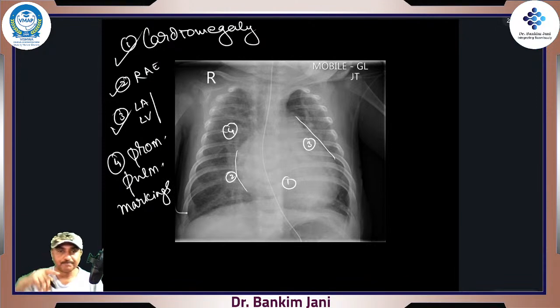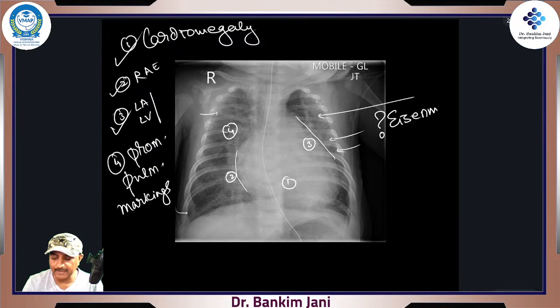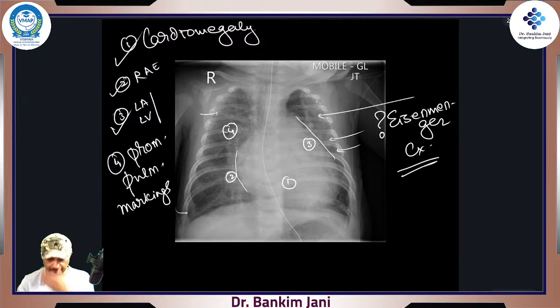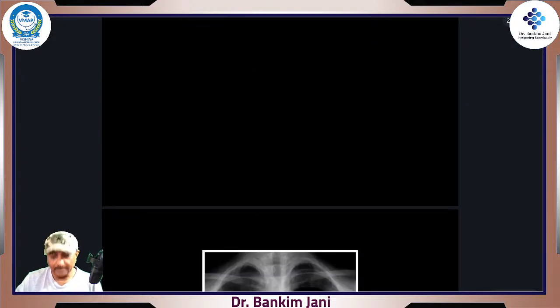What about those markings, are they going all the way till the end? Over here we find that they are going, but on the other side they are not seen. See, some of this area is seen very clean, right? So this could be query Eisenmenger complex, the beginning of Eisenmenger complex, not fully developed because some portion is getting seen.